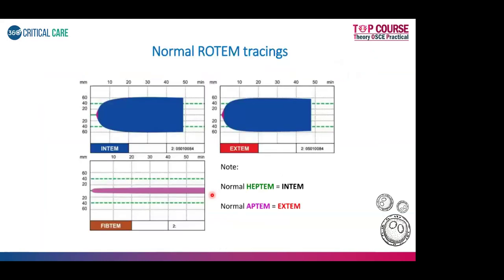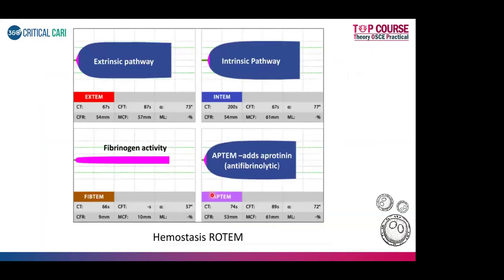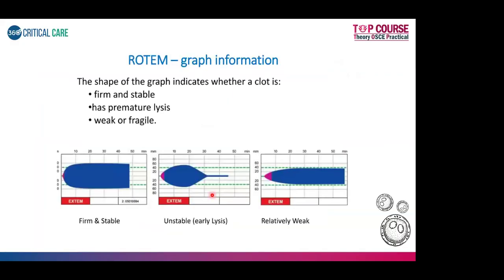Okay. So this is how a normal trace would look. I told you earlier, this is how you have to go about it. In the first graph, you see there is a stable clot. Here you see hyperfibrinolysis. And here probably the maximum amplitude has not reached normal. So probably there is an issue with the amount of platelets present. So the clot is probably weak or fragile.